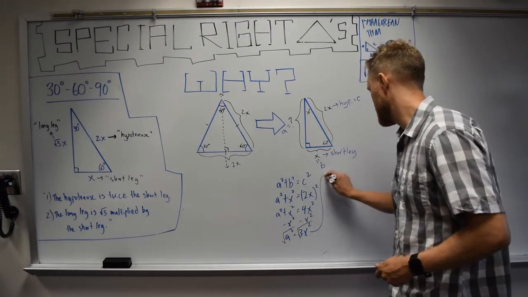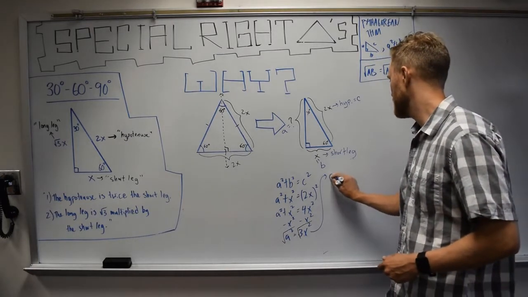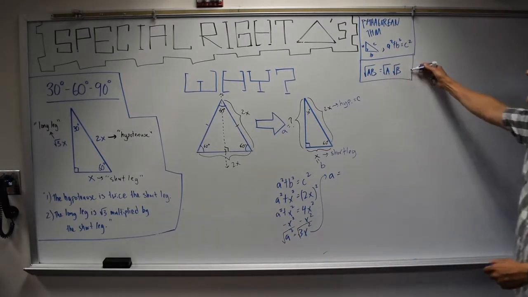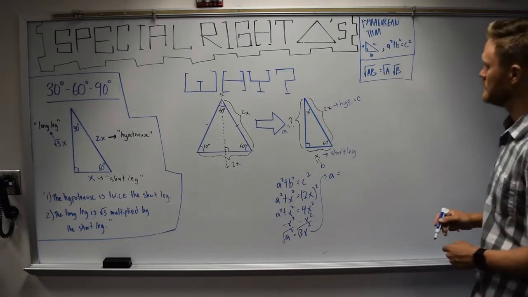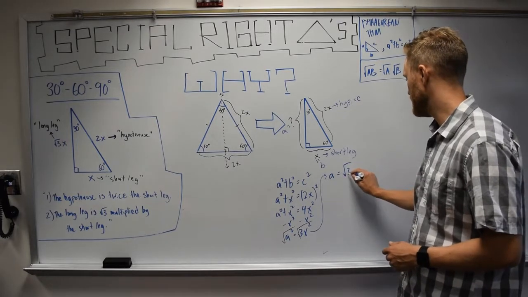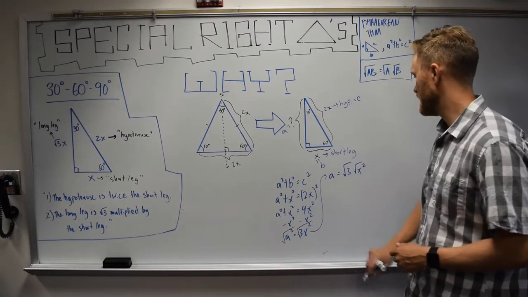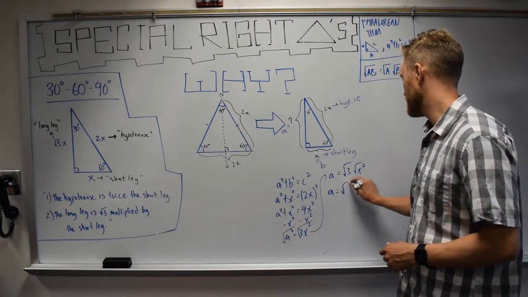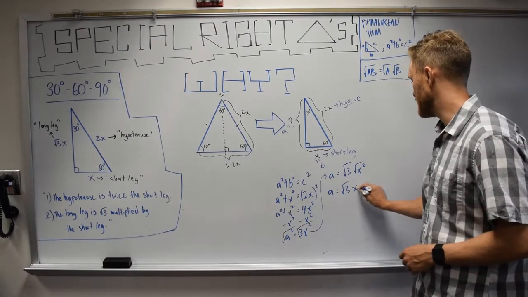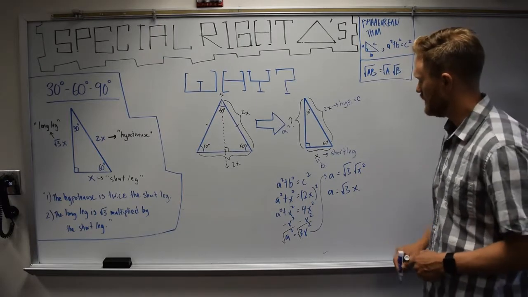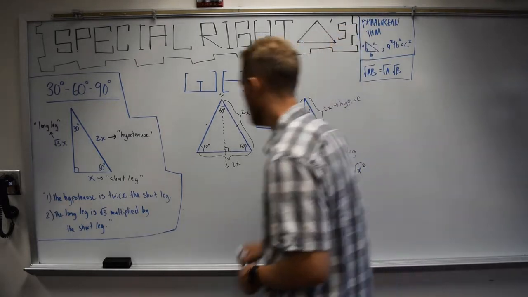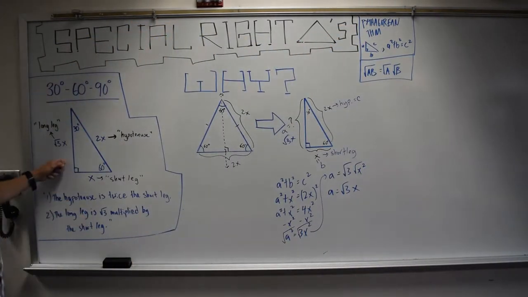So the square root of A squared is A. The square root of 3x squared, we're going to use the fact that radicals distribute over multiplication, just like we did with the 45, 45, 90 triangle. And we get the square root of 3 times the square root of x squared. The square root of x squared becomes x. So we get the square root of 3 times x. So this is our remaining side, or the long leg, which matches the relationship that we have over here.